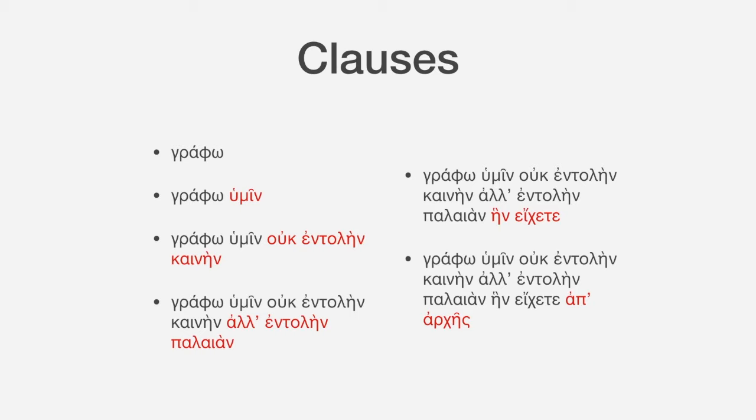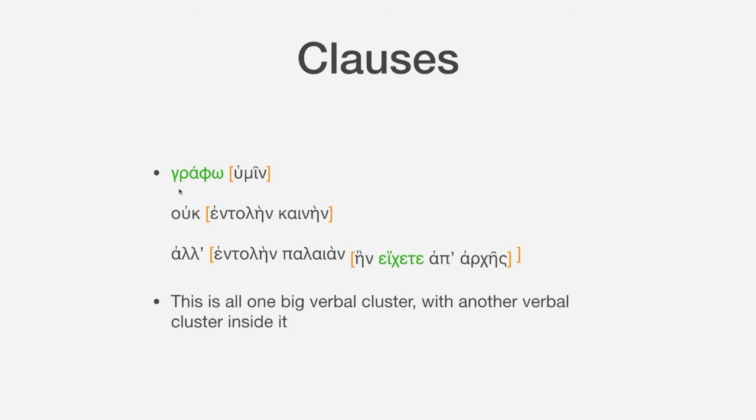Let's look at this broken down into the different kinds of units we've seen so far. We've seen phrases and we've seen clauses, so we can actually distinguish those. So what we've got here is the verbals are green in this clause. We've got grapho humin, so I write to you. The nominals are surrounded by these orange brackets. So you've got to you as the first nominal, entolein kainen, new command, as the second nominal, entolein palayan, and then you've got this sort of embedded thing. So you've got entolein palayan, old command, which you have had from the beginning. And so that's sort of a little nominal group that's part of this bigger thing. So you've got one big nominal group here, or phrase, and it's got a little one embedded inside of it.